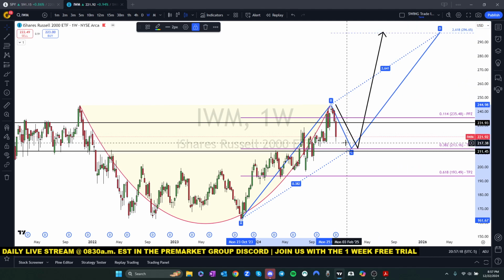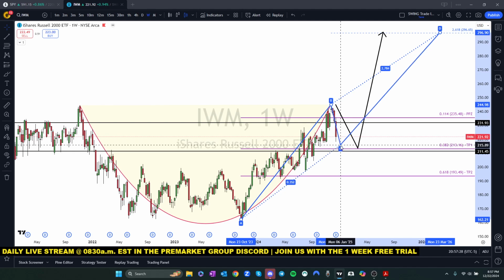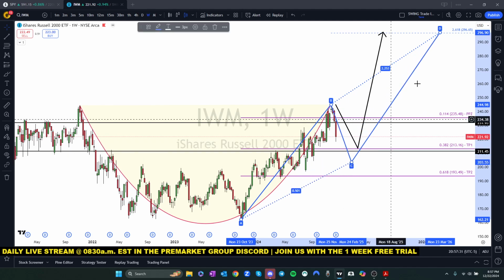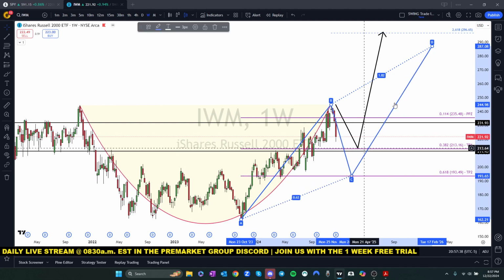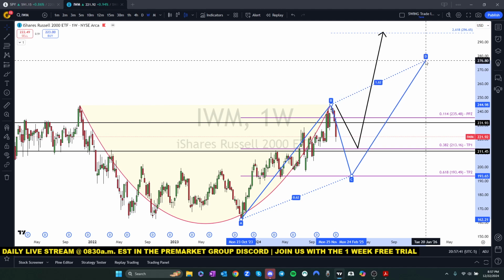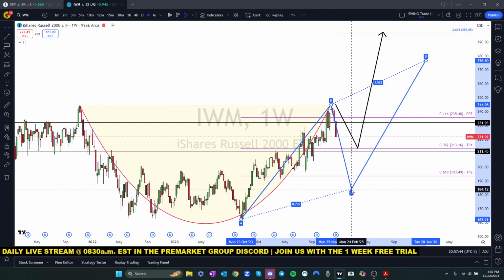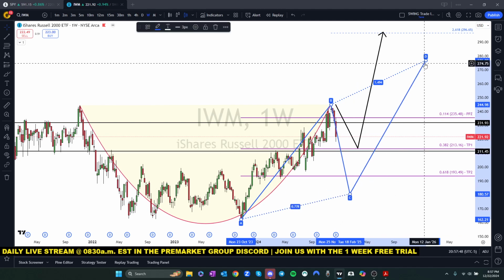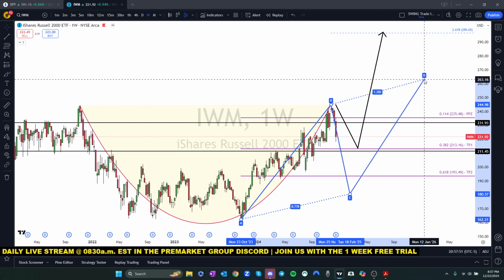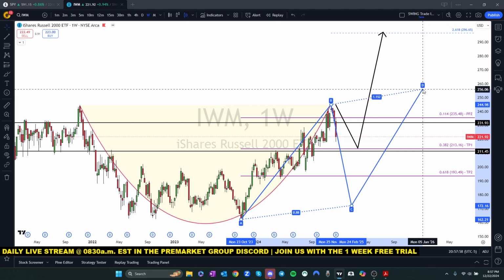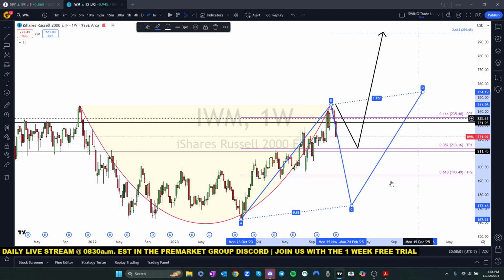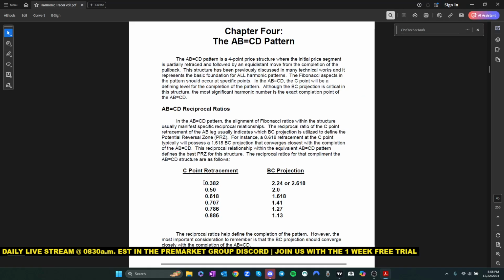So would I care if IWM went below the 38% retracement? No. I'd actually be satisfied with that, and I would follow it. I'd see how low it goes. If it goes to 0.50, then I know my projection will be 2. If it goes down to 618, then I know my projection will be 1.618. If it goes down to 786, then I know IWM's projection will be 1272. And if it goes down to 886, then I know my projection will be at 1132. These are all the ratios listed right here.